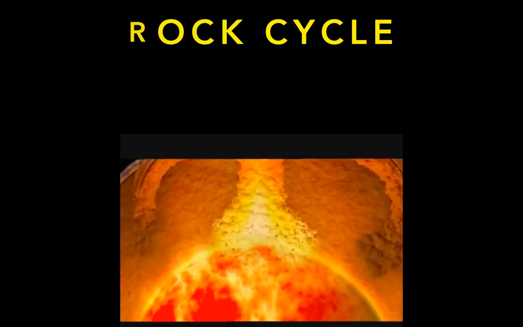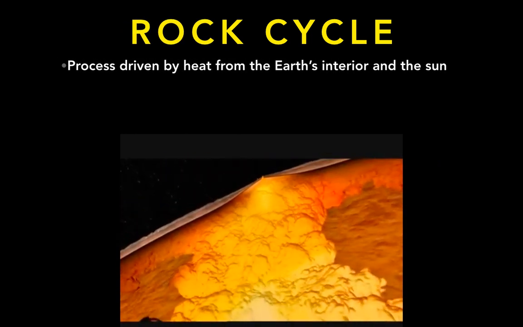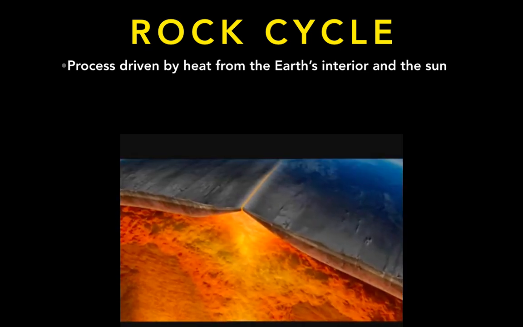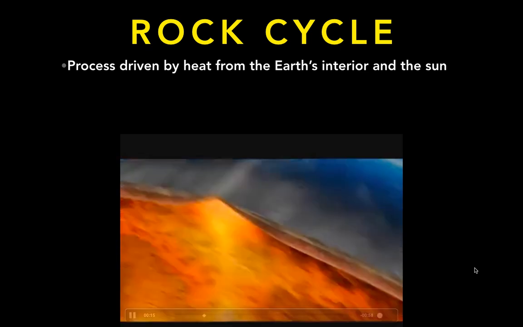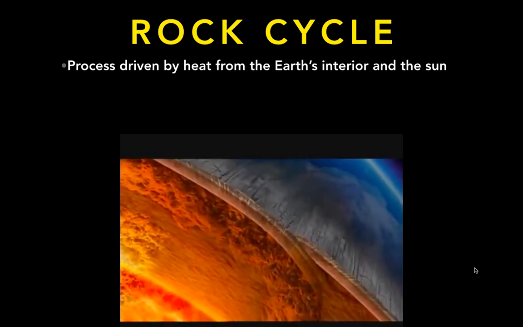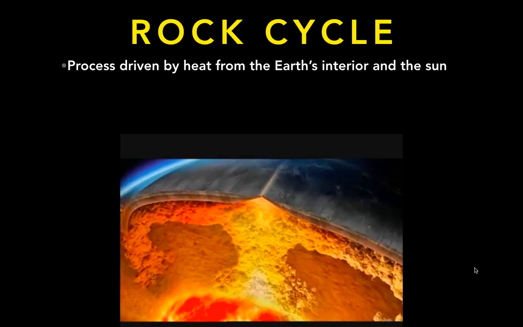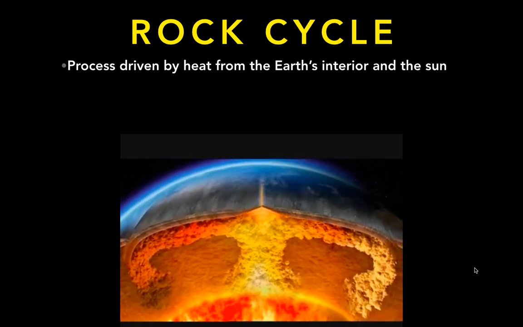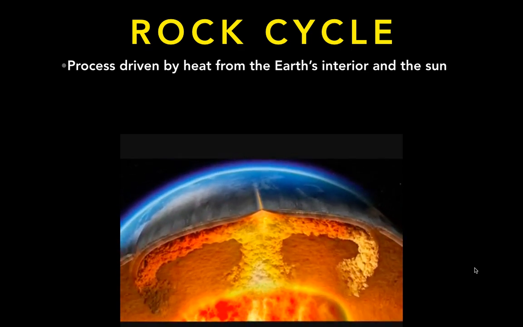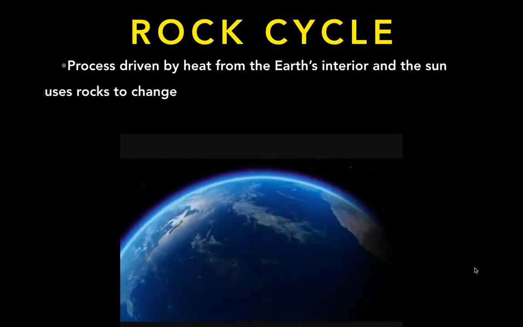So what is the rock cycle? Well, pretty simply put, the rock cycle is a process that's driven by two sources of heat. One coming from the Earth's interior, so in other words, like in this video down here at the bottom, the inside of the Earth. So that's magma or heat from the inside of the Earth. The other source of heat is the sun, because the sun basically drives all the processes at the surface of the Earth. So two types of heat drive the rock cycle: the Earth's interior heat and heat that comes from the sun.